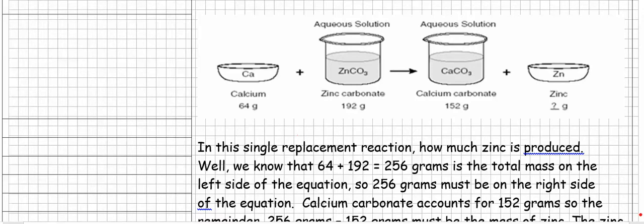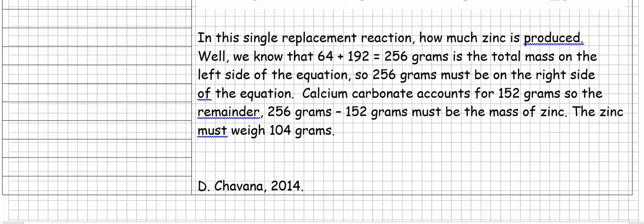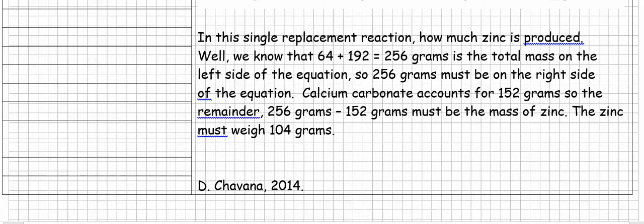Now, calcium carbonate accounts for 152 grams, so the remainder, 256 grams minus 152 grams, must be the mass of the zinc. The zinc must weigh 104 grams. That's conservation of mass. That's what it means.